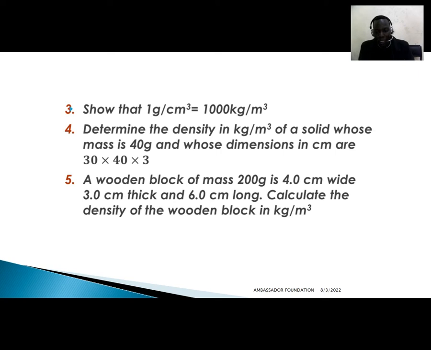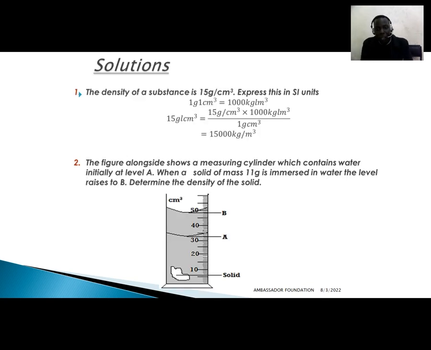So 200 is the mass. Now the volume is 4 times 3 times 6. So you will get 72. So 200 divided by 72, you get your answer. Then you multiply by 1000. You get the answer in the SI unit, which is kilogram per meters cubic.